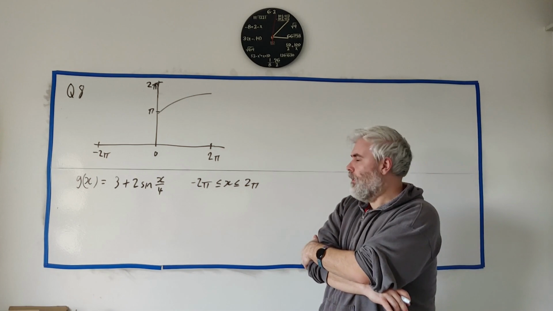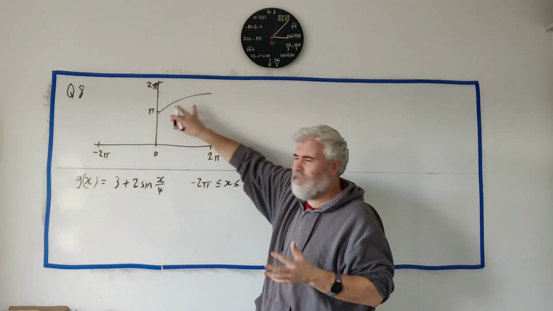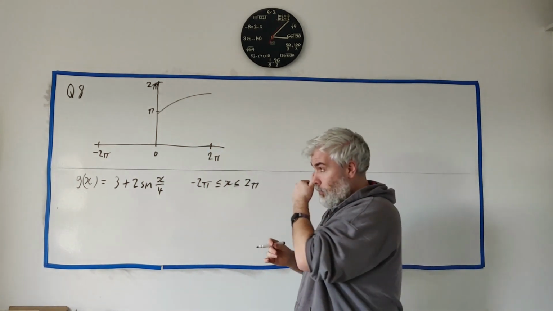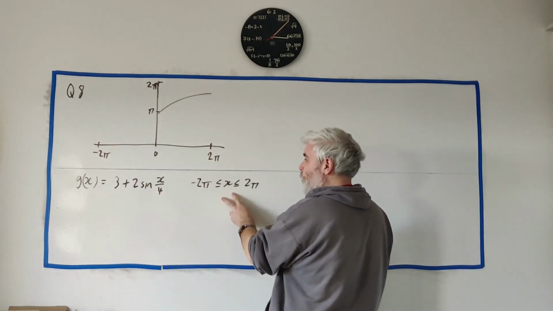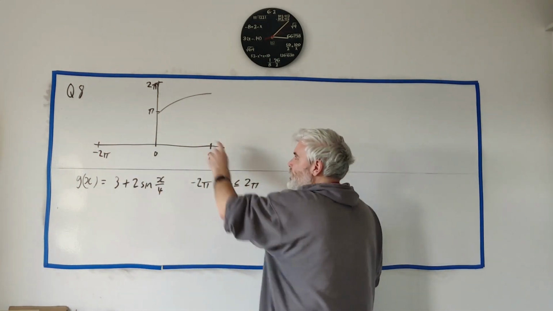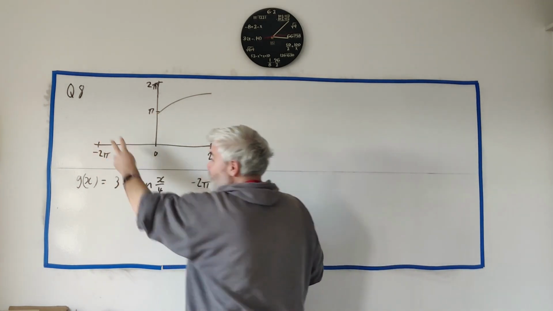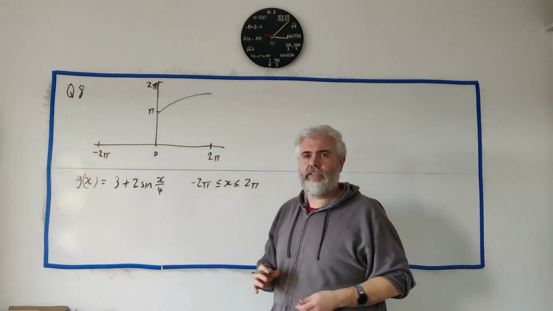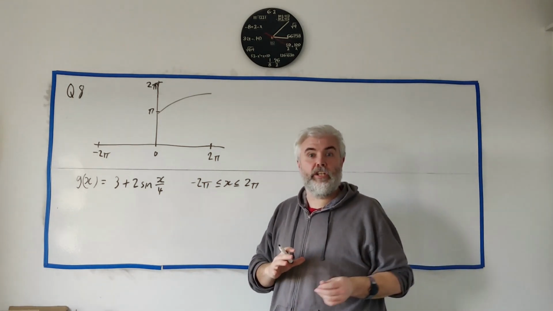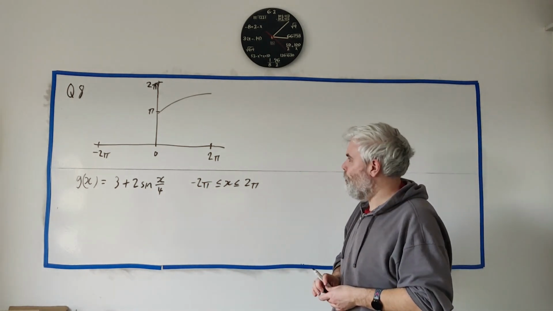Okay, for part C, they've given us the same picture again, but they've zoomed out a bit, and they've asked us to complete the sketch with this domain here. Basically, they want us to complete it on the left side, all the way down to minus 2 pi. And then they ask us to explain whether the function has an inverse or not.